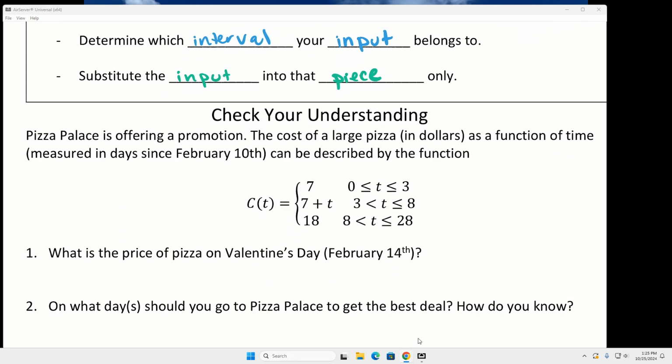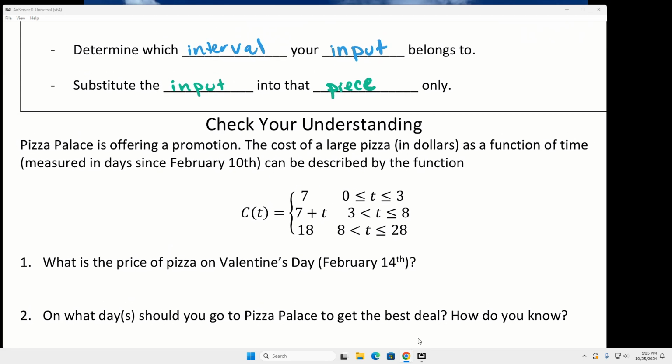Okay. So we have this Pizza Palace problem. Pizza Palace is offering a promotion. The cost of a large pizza in dollars as a function of time. This really threw my last class for a loop, but time is measured in days since February 10th. And it can be described by this function. And so number 1 says that we want to know the price of a pizza on Valentine's Day. So if T is the number of days since February 10th, what would T be for February 14th?